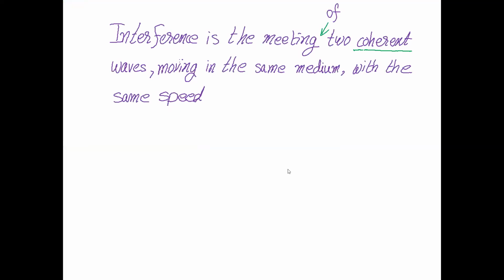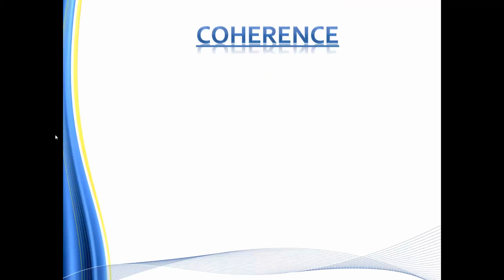Interference is the meeting of two coherent waves moving in the same medium with the same speed. This is like a synchronous motion, like when you see soldiers march past, or a squadron flying in a march past style. Or I gave you a very good example: if you have watched acrobats, especially Chinese acrobats, many students move together, their hands and everything, exactly in synchrony with each other.